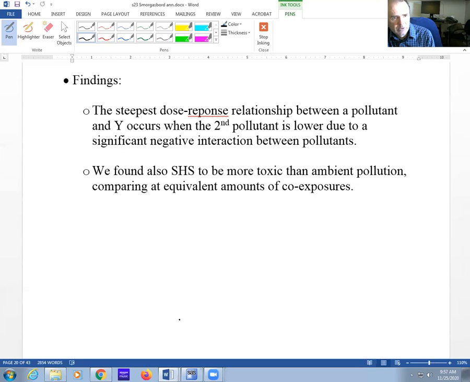But this was a complicated situation because we not only had one predictor measured with error, we actually had two, and there was interaction between them. So it was kind of a complicated model, but we were able to understand what's happening between these two types of air pollution exposures and the health of kids with asthma.